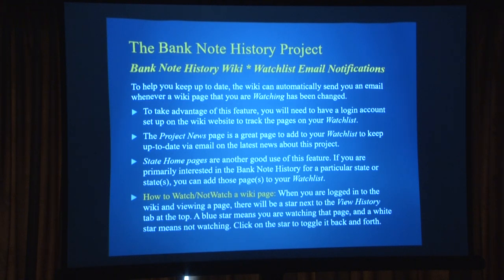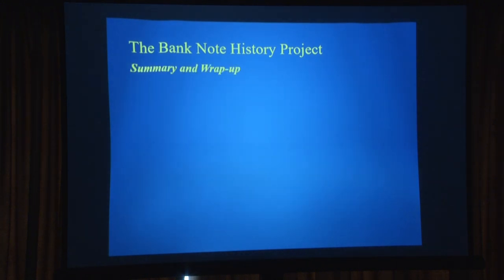Now, as far as how to watch or not watch a page, when you're logged into the wiki and viewing a page, there will be a star up next to the View History tab. If it's blue, that means you're watching the page, and if it's white, it means you're not. You can easily click on that star to switch it back and forth. There are a couple other ways you can watch too, but that's the easiest way to put a page on your watch list.